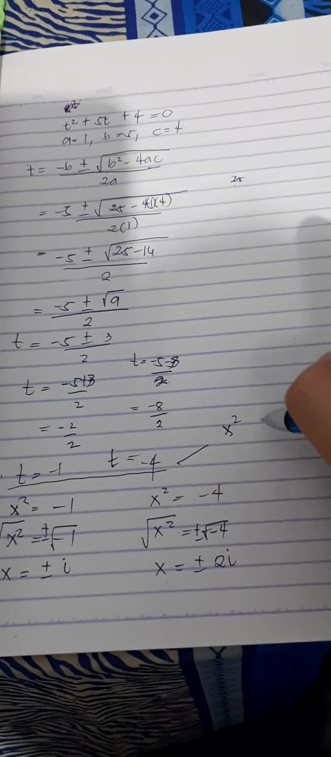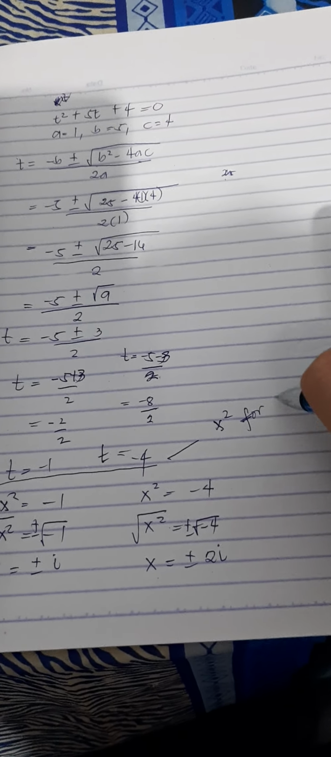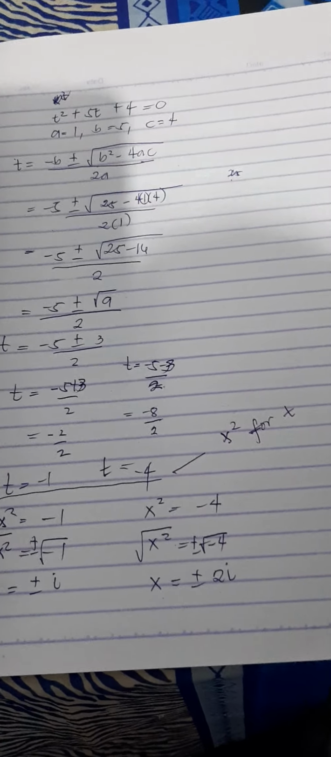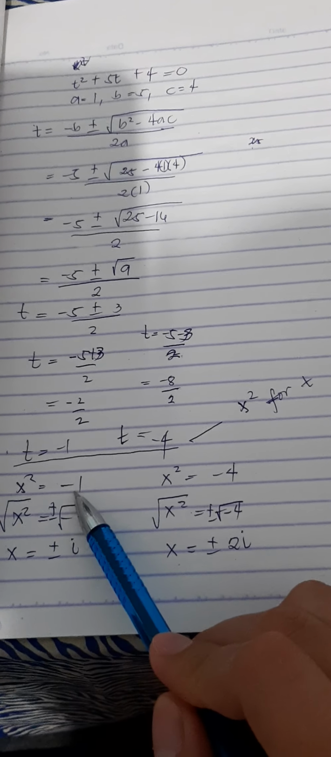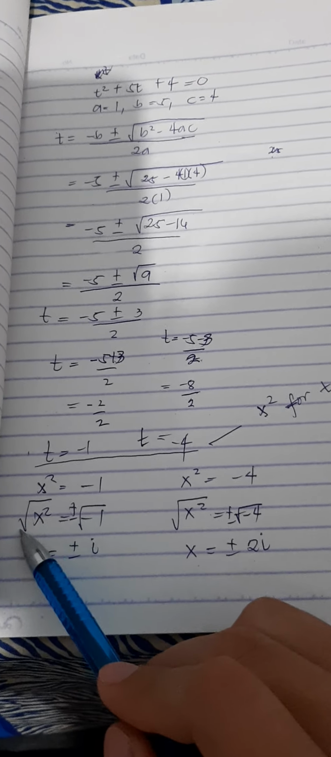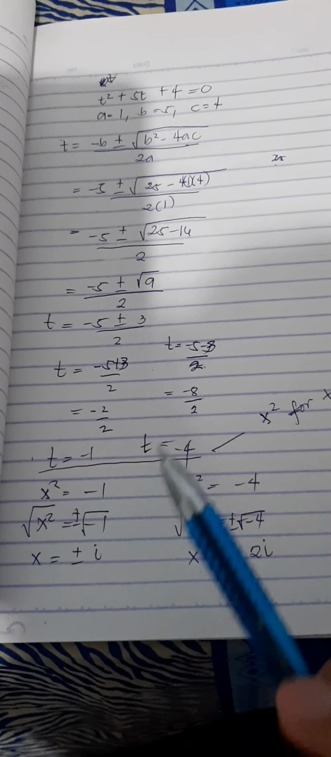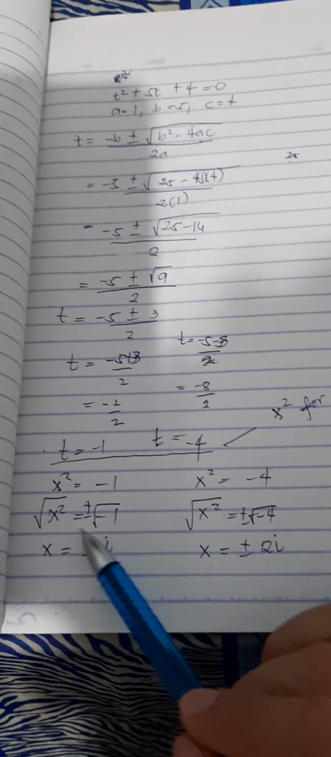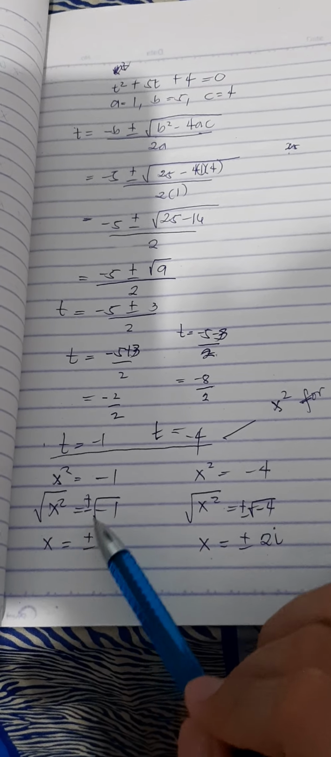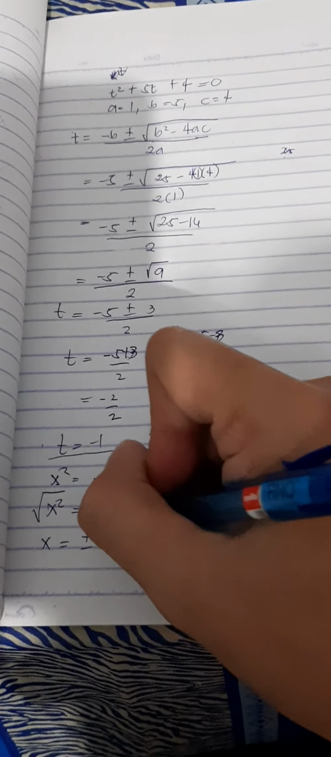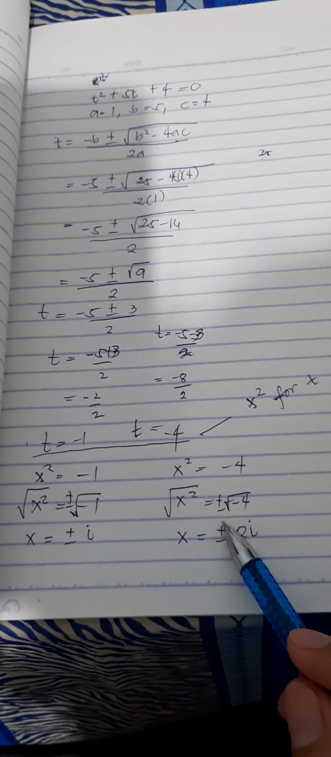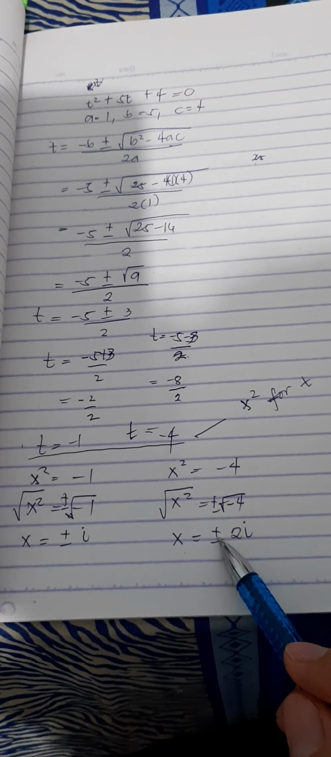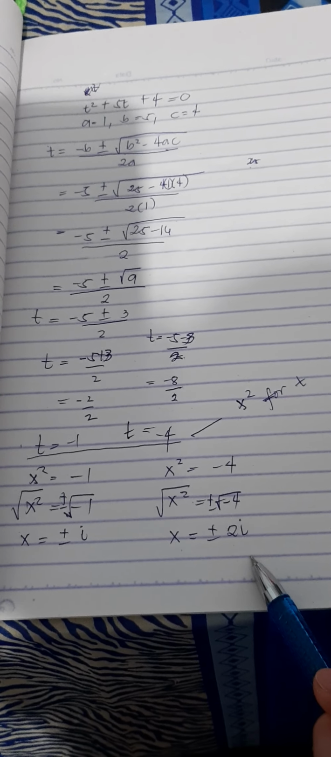From this point, or from this stage of our process, we can now directly substitute x squared for t. Kagaya lang nung ginawa natin doon sa unang method natin. So we have x squared is equal to negative 1. Tapos, nag-apply lang tayo dito ng extracting square roots. So, we still have the same answer. Positive and negative square root of negative 1 is equal to positive and negative i. Positive and negative square root of negative 4 is equal to positive and negative 2i.